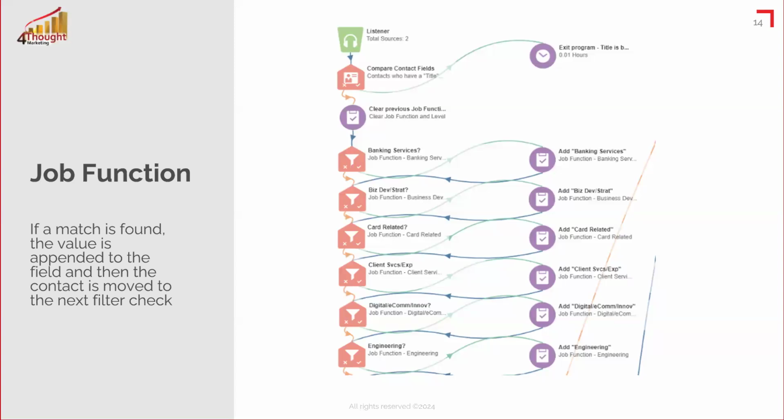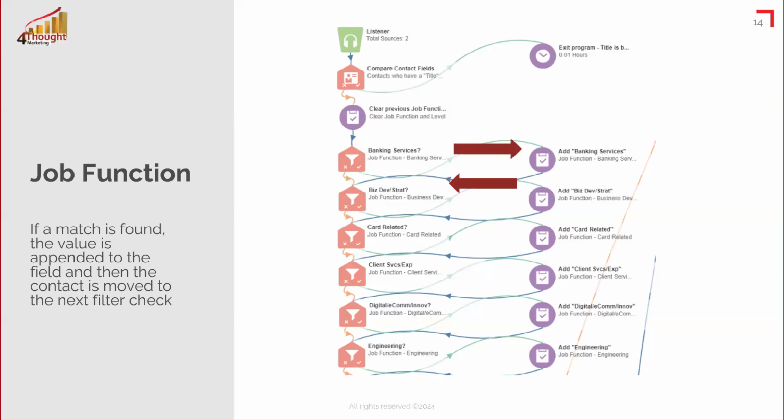So how the logic on this part of the canvas works is a contact enters in, they come to the first filter. If there's a match, they go over and they have that value appended to job function. And again, we're using the double colon delimiter to add additional ones. So once that's added, they go back to the tree and they're checked against the next filter, and so on down the line. So every time there's a match, that value is appended to their job function field, and then they get checked for the next one.